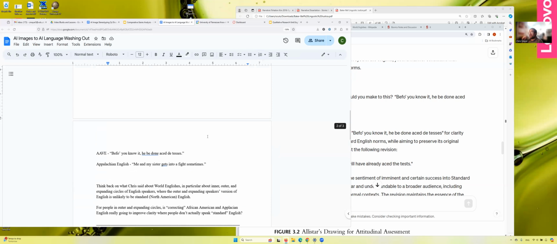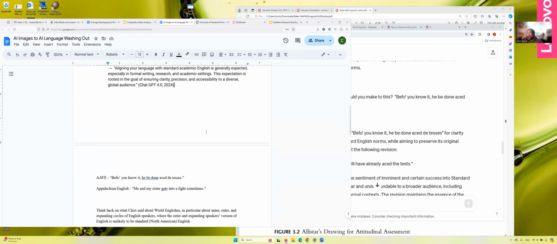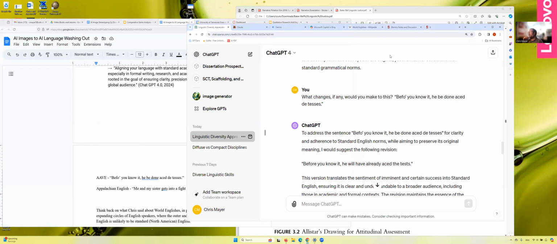I'm just working with two examples, which is clearly a limitation, but for clarity's sake, we're going to work with an AAVE example here and an Appalachian English example. And so I have responses here from four LLMs. I've got ChatGPT here, Claude, Gemini, and Microsoft Copilot.